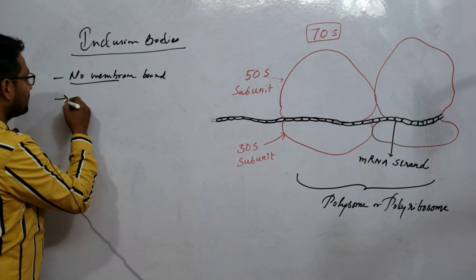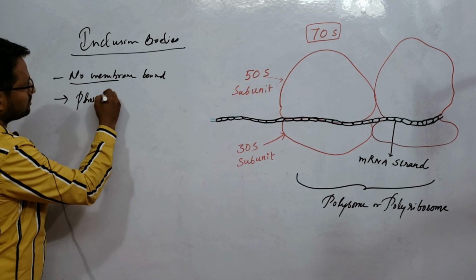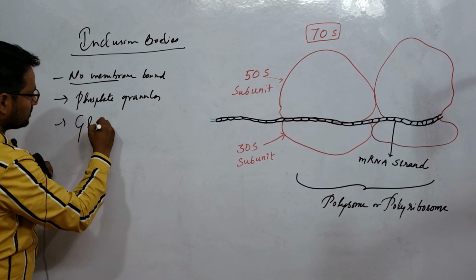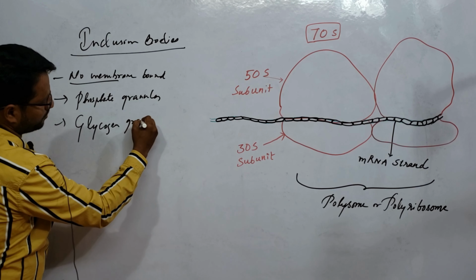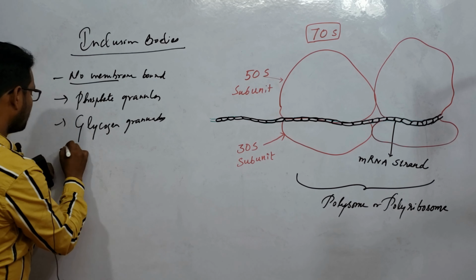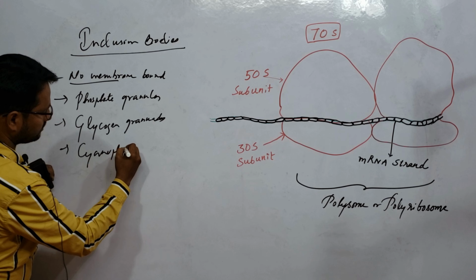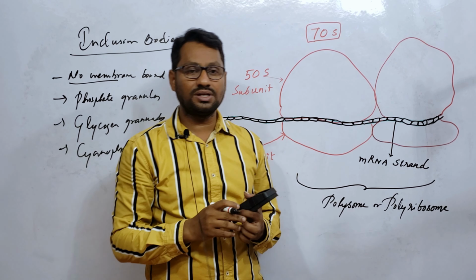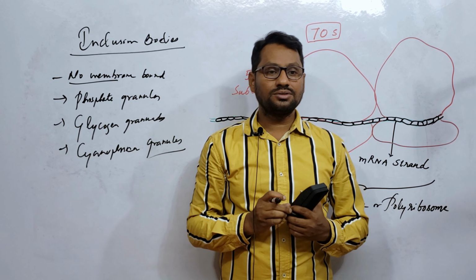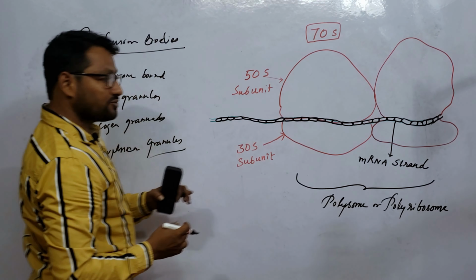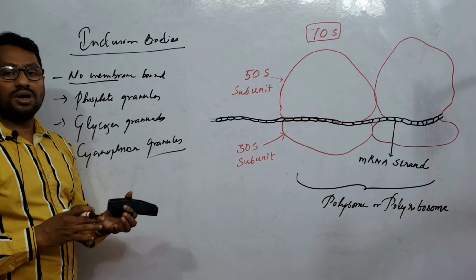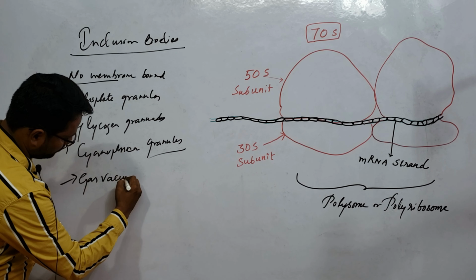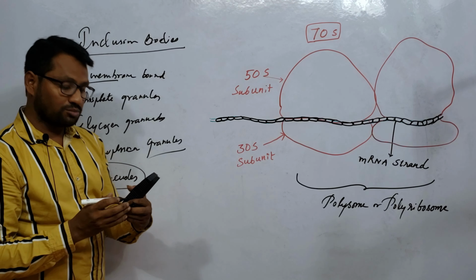And the reserve materials are in the form of phosphate granules, glycogen granules and cyanophycean granules. So, what are the different examples for phosphate granules, glycogen granules, cyanophycean granules? And gas vacuoles are found in blue-green, purple and photosynthetic bacteria. Gas vacuoles. These are also examples of inclusion bodies in different bacteria.